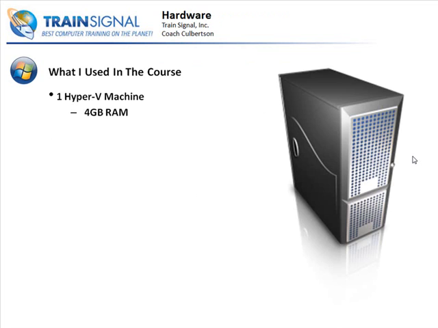Now, in terms of hardware, what I've used in this course, I did have one Hyper-V machine at the beginning of the course, and it has 4 gigs of RAM. I've installed Server 2008 64-bit Enterprise. It has 2 250 gig hard drives and an AMD 2.4 gigahertz processor that does have virtualization extensions.